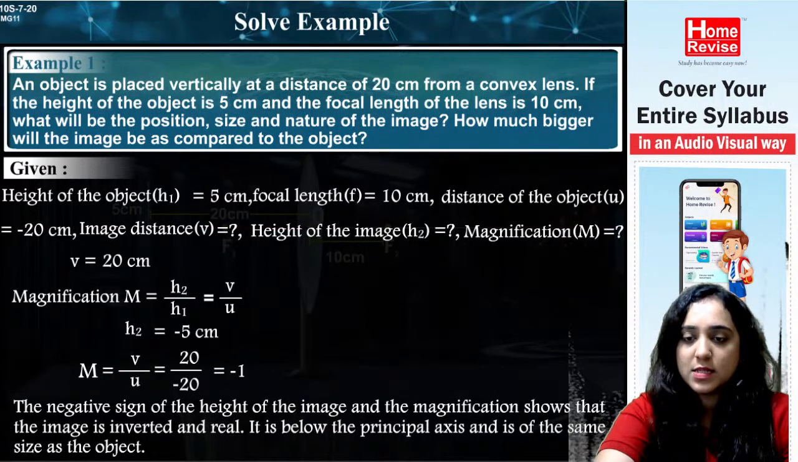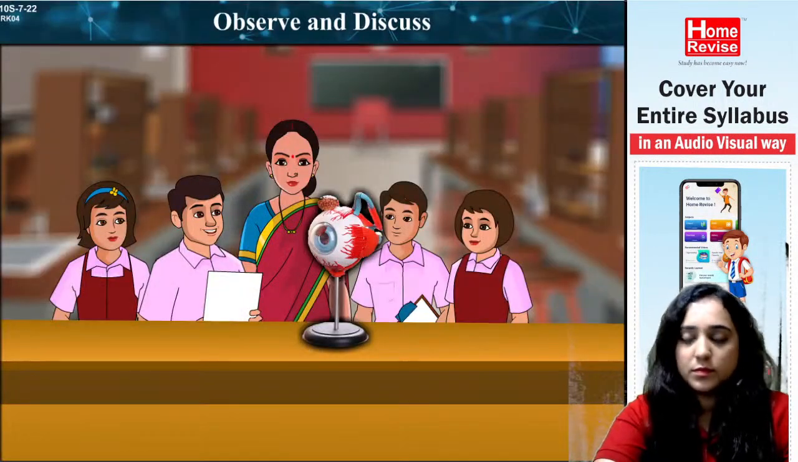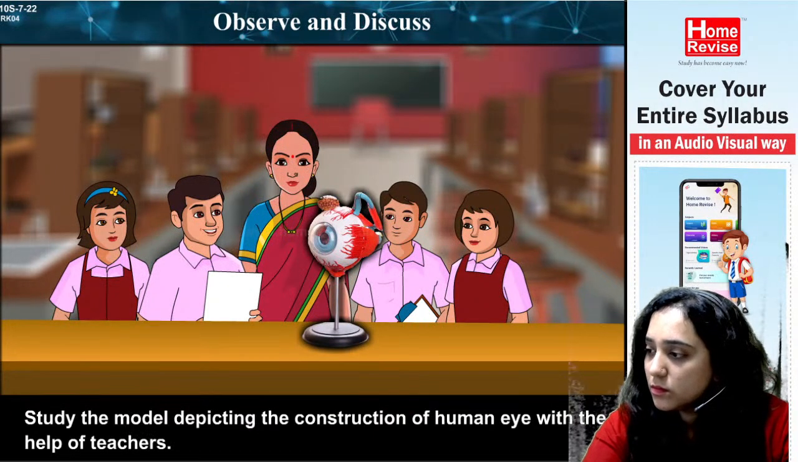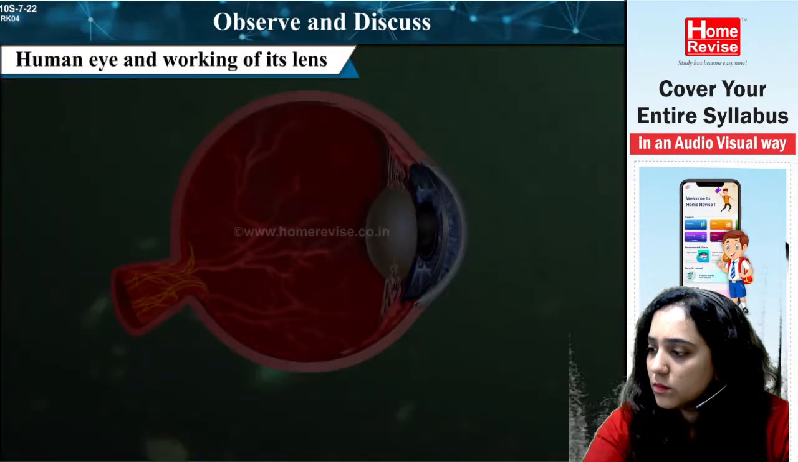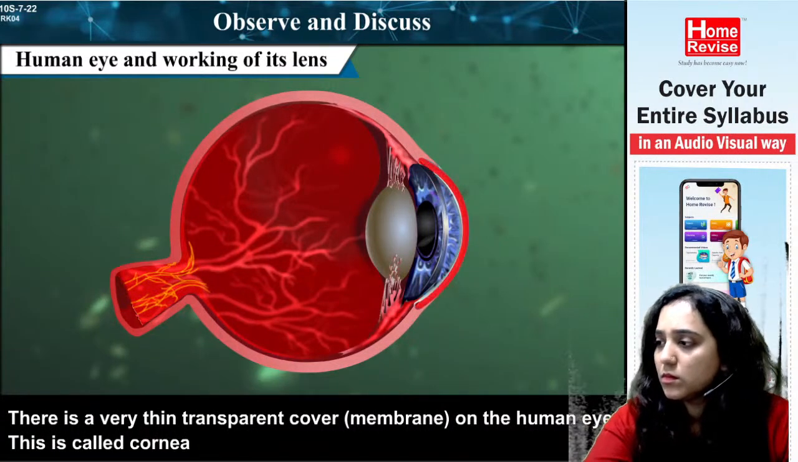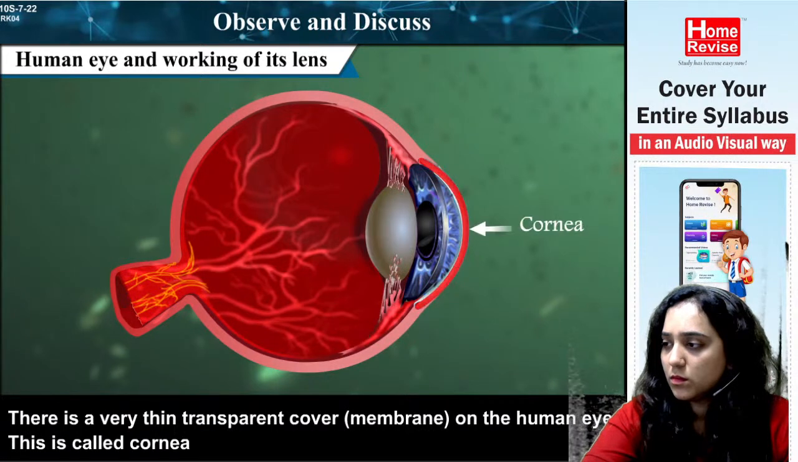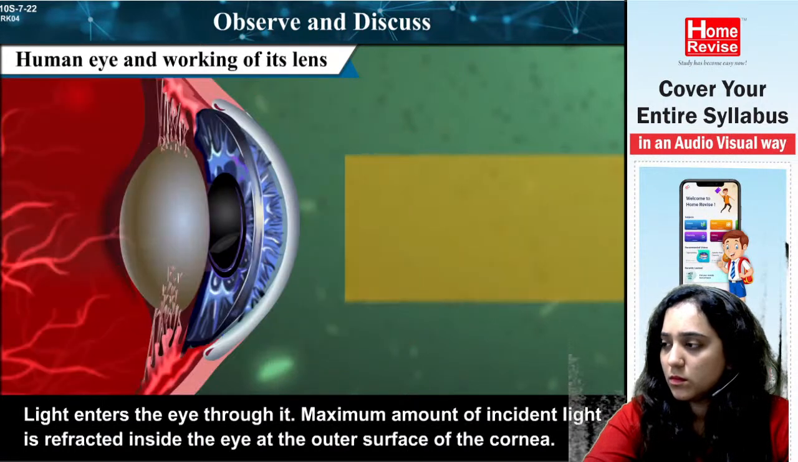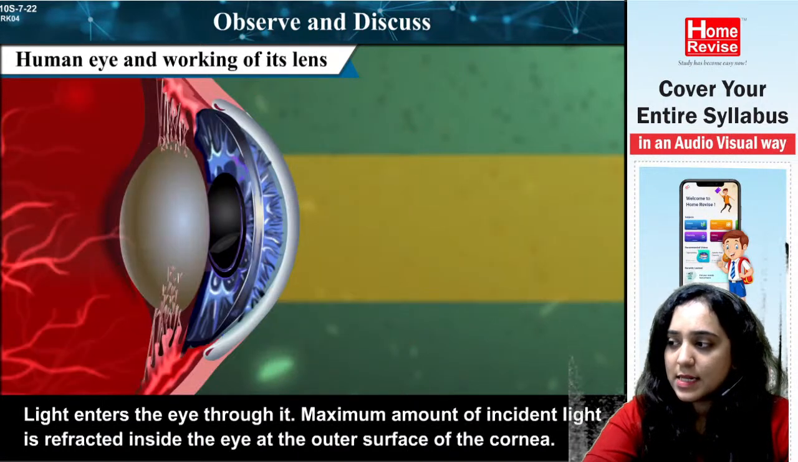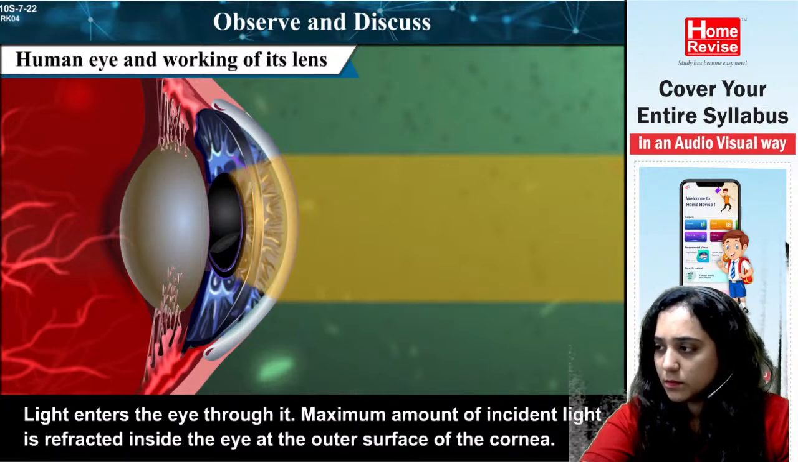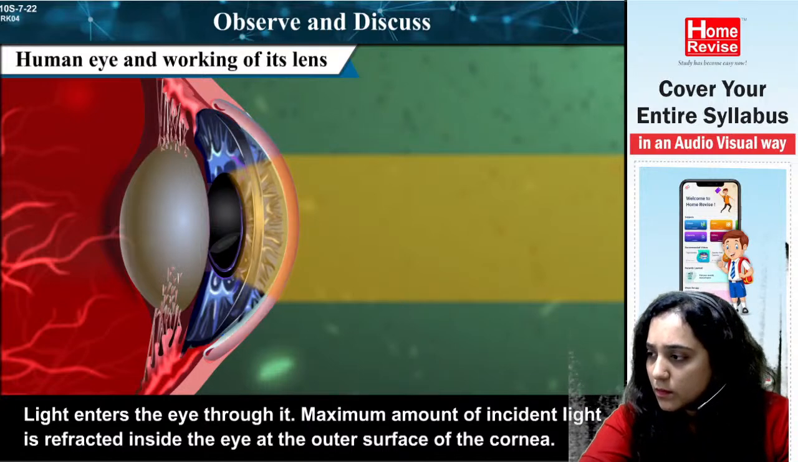Now let's understand this. Observe and discuss. Study the model depicting the construction of the human eye with the help of teachers. Human eye and working of its lens. There is a very thin transparent cover, that is a membrane, on the human eye. This is called the cornea. Light enters the eye through it. Yes, understand these things properly. Incident light is refracted inside the eye at the outer surface of the cornea.